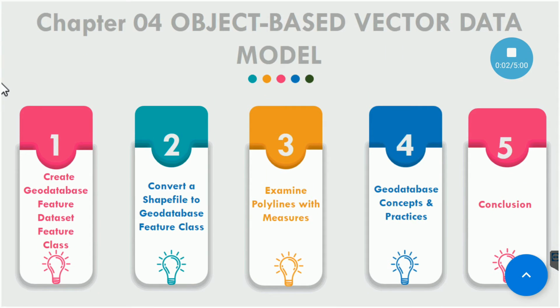Bismillahirrahmanirrahim. This is our fourth lab, which is related to chapter 4, which is basically the object based vector data model. In this lab, we will first create a geodatabase and then a feature dataset and then a feature class. We will convert the shapefile to other formats, examine the polylines with the Measure tool, and we will learn some concepts which are related to geodatabases and practice them. And then finally, we will be concluding our lab.